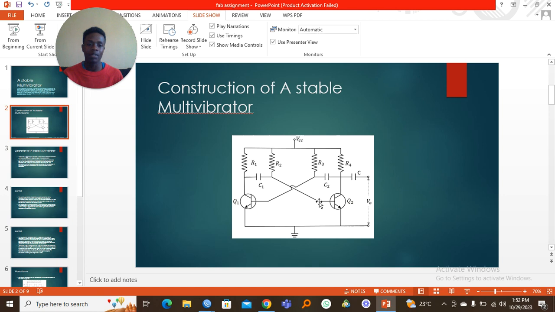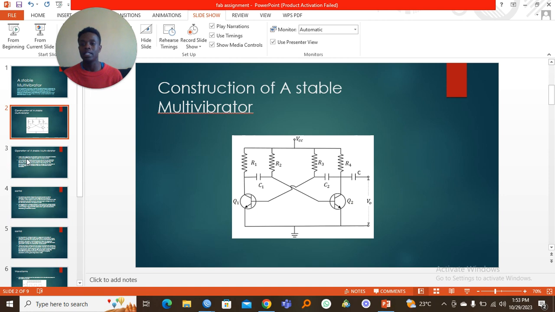Hence this transistor goes into saturation mode while Q1 is in cutoff mode. As this capacitor is draining, capacitor C2 charges through resistor R4, and when it reaches the biasing voltage of the transistor, it biases transistor Q1, and capacitor C1 starts charging through resistor R1. So this makes the transistors switch between on and off states.